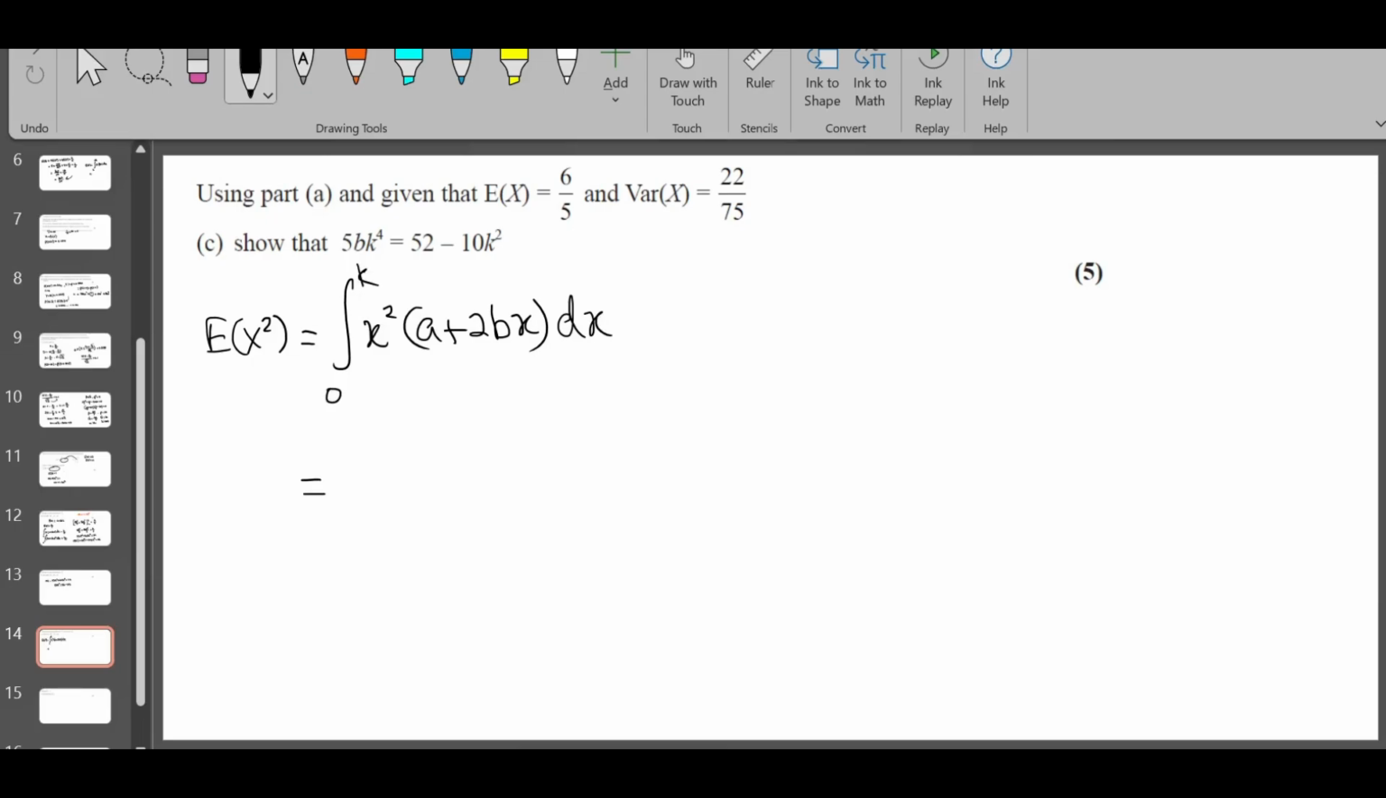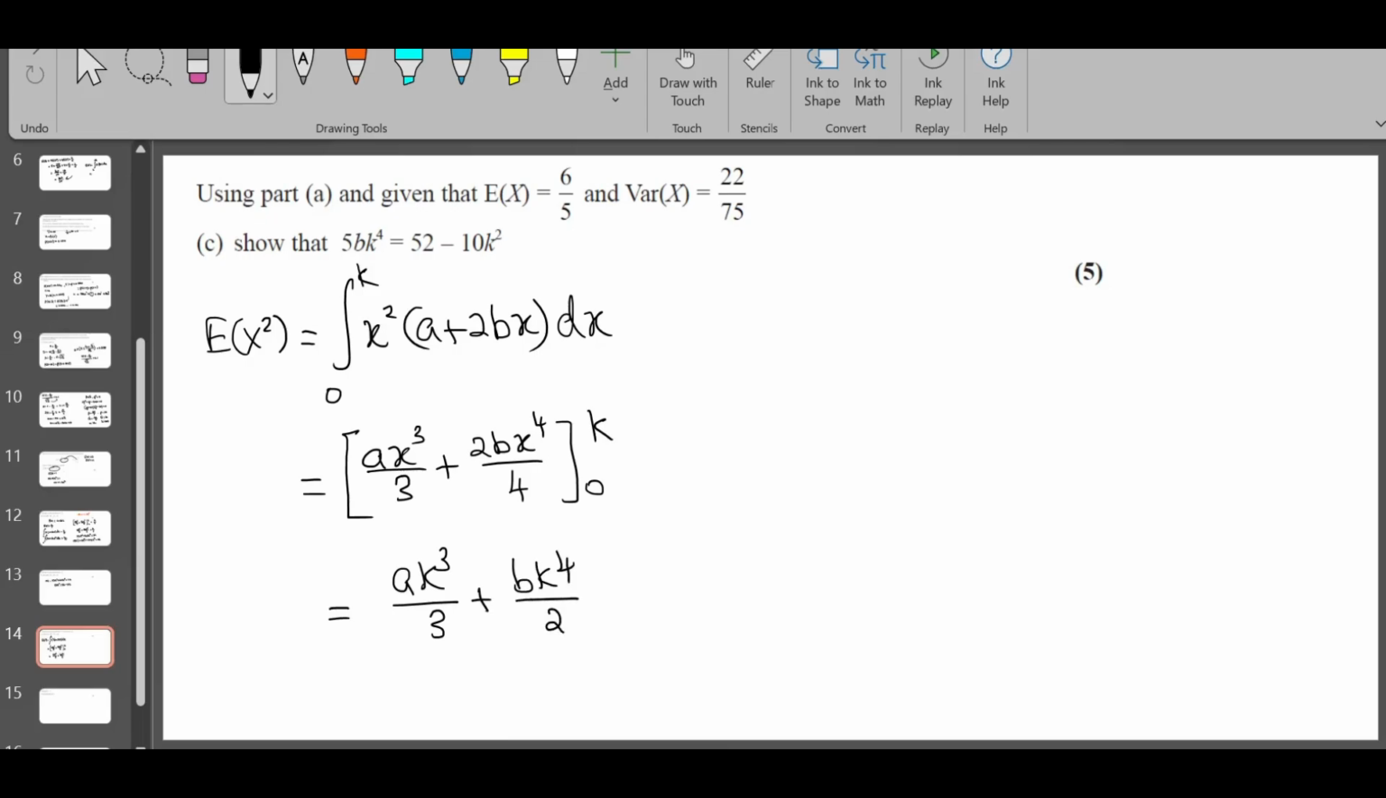Integrating ax squared and 2bx cubed: ax cube over 3 plus 2bx power 4 over 4, from 0 to k. When I sub in the upper limit, I get ak cube over 3 plus 2 over 4, which is 2, bk power 4 over 2. When I sub in the lower limit, everything is 0, so leave it. This is E of x squared, I'm going to sub it in here. So variance of x is equal to 22 over 75.